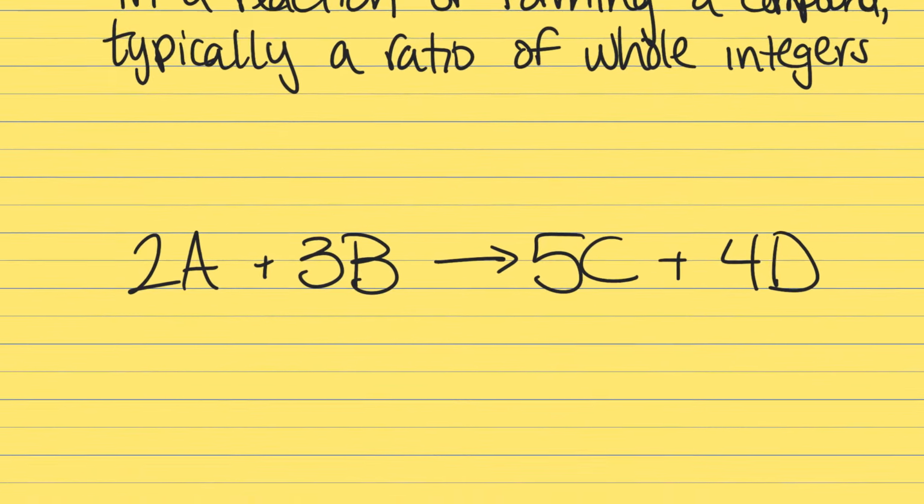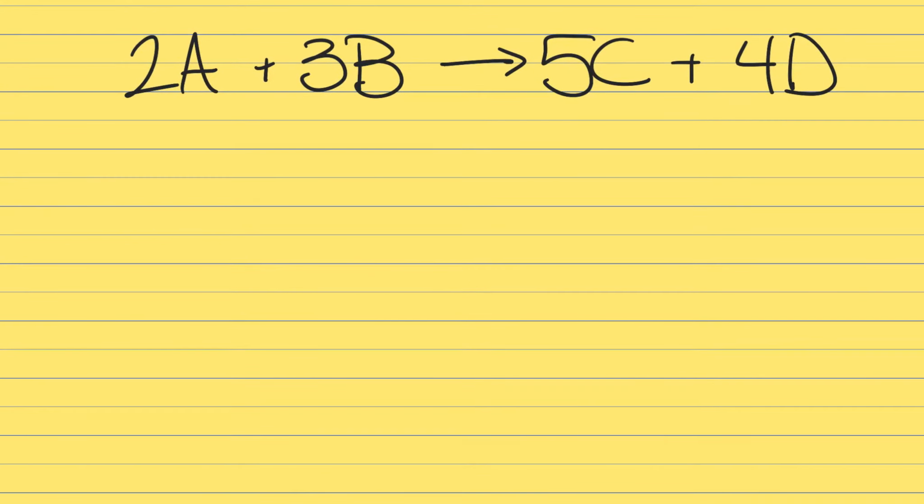Okay, so let's talk about this generic reaction here. We have 2A plus 3B yields 5C and 4D. What you could say from this chemical equation is that the chemical equation gives us the stoichiometric relationship. I can't really say the word. All right, so for example here, what we could say is that for every 2 moles of A, you'll produce 5 moles of C.